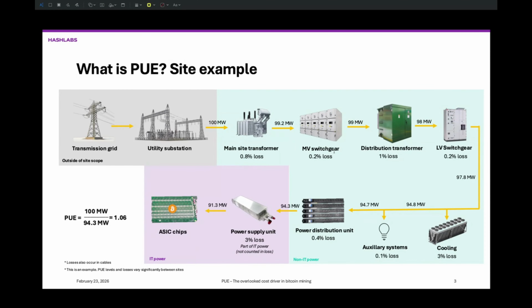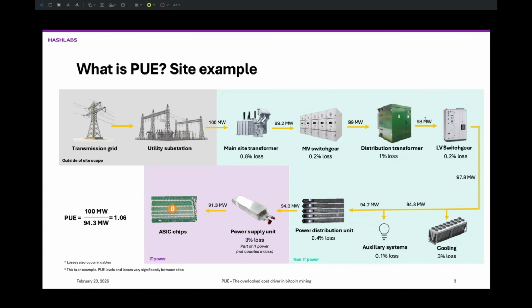Then we have the medium voltage switchgear. Power needs to flow through that as well. And here you have like 0.2% loss in our example. Then you go down to only 99 megawatts. So you already lost 1% just by power flowing through these components. And then power is distributed from that medium voltage switchgear to several distribution transformers. These transformers usually power either one container alone or two mining containers, or basically one distribution transformer powers a zone of miners. And that transformer might have 1% loss.